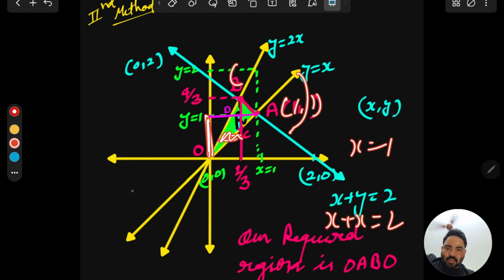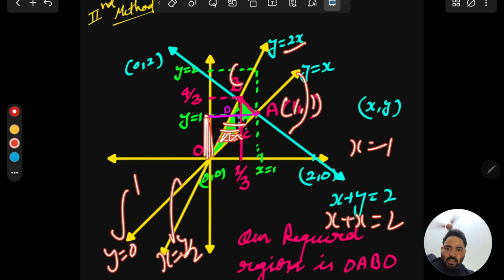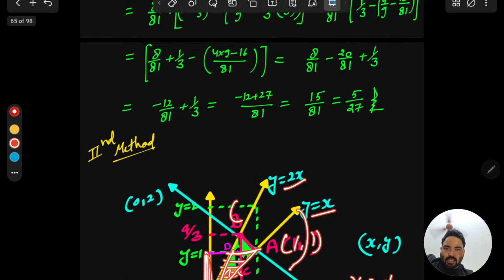So y is moving from 0 to 1, from here to here, and how is x moving? Just draw the horizontal line. So x is moving along this line, from y upon 2, and the upper side of x is moving from here, y. This is the first region. In this region, again, whatever value will come here.